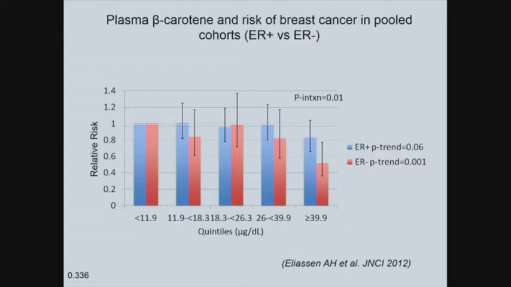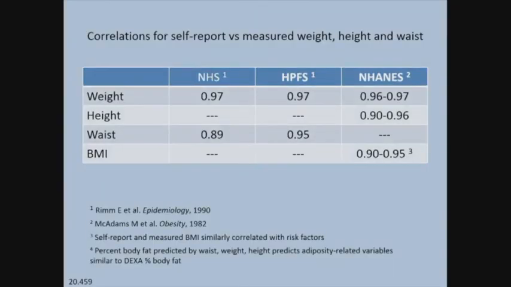Again, we should be careful about the interpretation, and really, as this is a marker of vegetable intake, it might be beta-carotene, it might not be beta-carotene, but something about vegetable consumption is related quite strongly, inversely, to risk of ER-negative breast cancer.